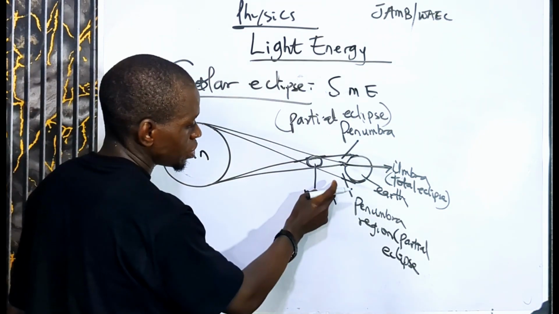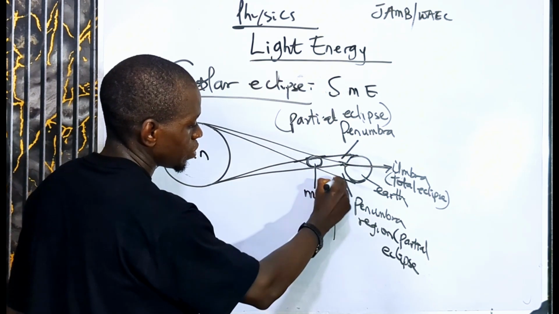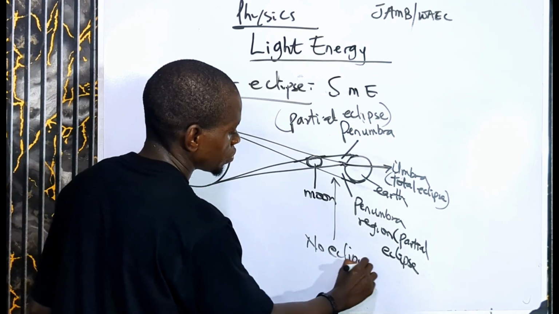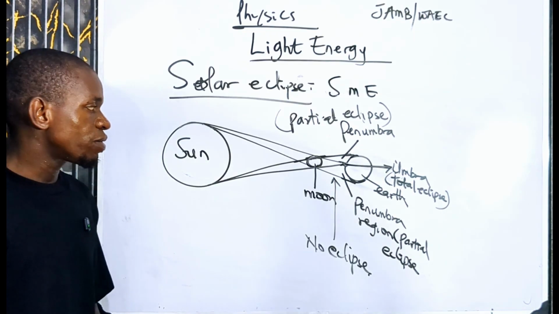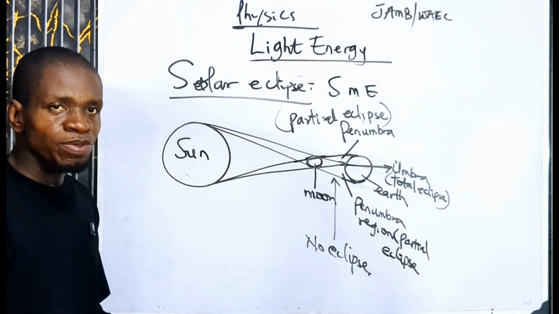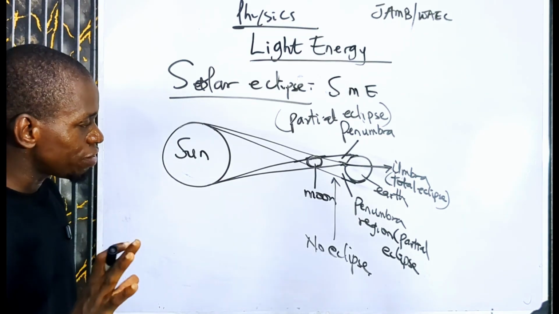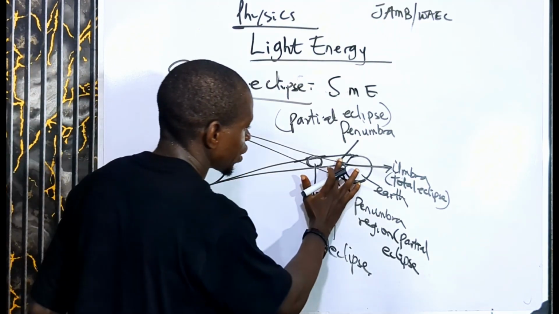Then beyond this umbra and penumbra, all around this place, we are going to have no eclipse. We won't have any eclipse here. Please take note of all this information, because your examiner can just do this. Please look at the way they present it. Sometimes your examiner will clean this one up.